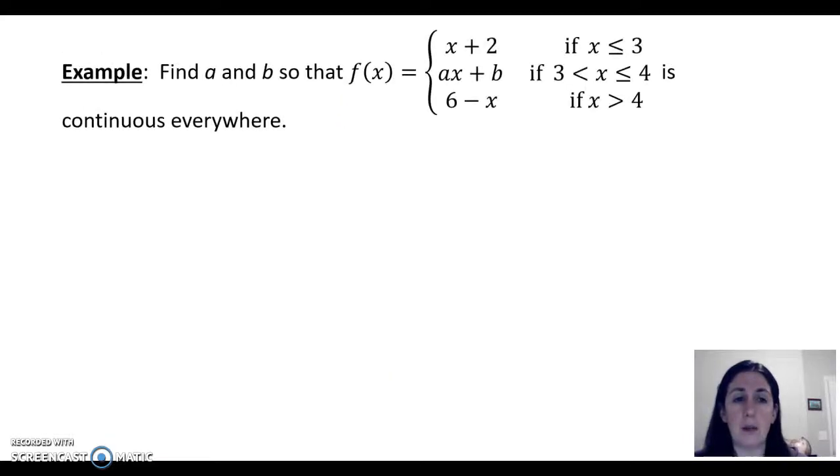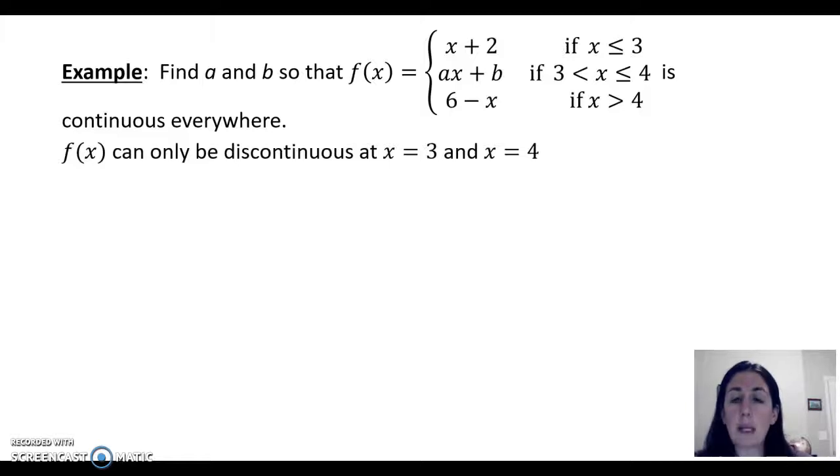Let's take a look at another one. Here's a piecewise function with 3 pieces, and I want to know for what values of a and b will make this function continuous everywhere. So what do we need to do? Well, the only values we are concerned with are at 3 and 4. So we need to make sure that this function is continuous at 3 and that it's continuous at 4. So we need to find the a and b values that will make that true.